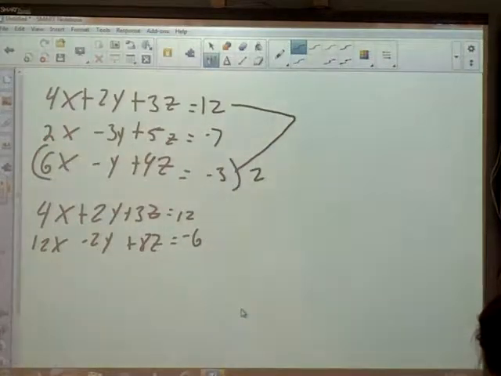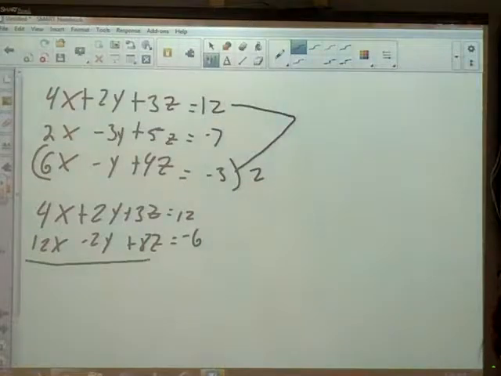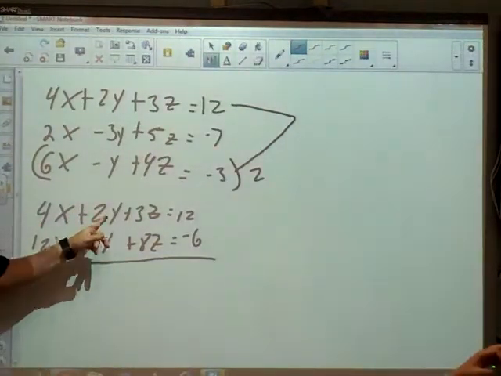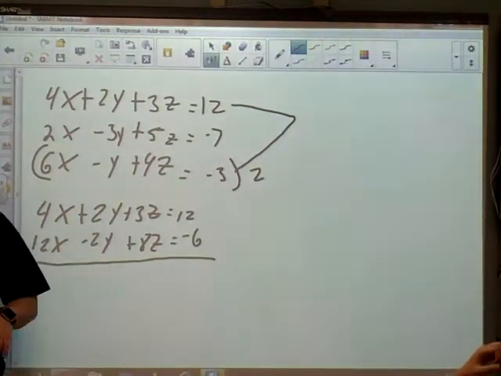Now our y's are the same, so we can eliminate those. But the question becomes, how do I eliminate them? It's either going to be addition or subtraction every time. And there's a rule. Let's just look at these first. What would happen if I subtracted? What's 2 minus negative 2?